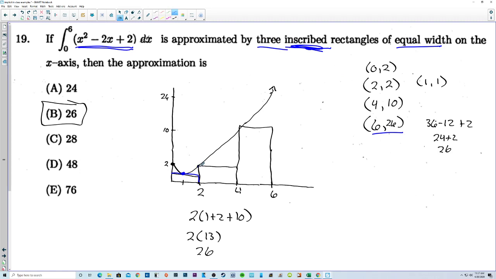And then in order to get this one to be inscribed, it'd have to be a left Riemann sum, even though the total thing isn't a left Riemann sum, because on this one we're actually doing midpoint. So it's kind of a hybrid between them, but that's how you're going to inscribe the rectangles. Well, this is a 2 by 1. This is a 2 by 2. This is a 2 by 10. So I just factored out the 2 here. 1 plus 2 plus 10, 13. We end up with 26.